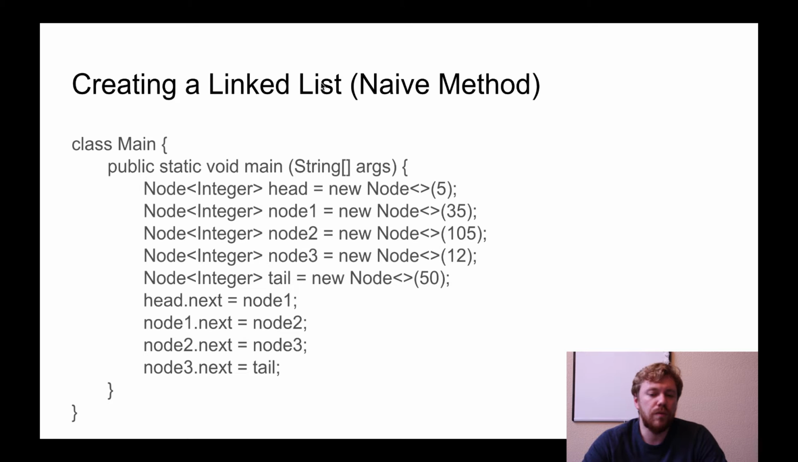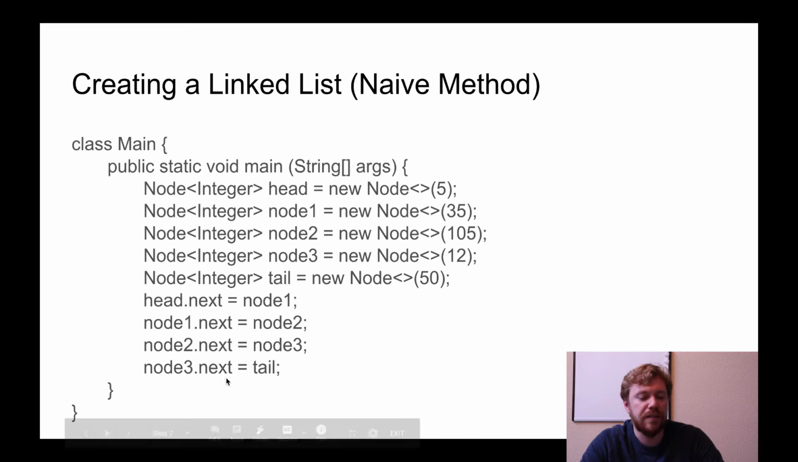And so here's how you might create a linked list, but this is the naive method. You can see I have a class main here. I have the main method, and then basically I just go down the line and create all of the nodes. So here's my head node. I start with a value of 5, node 1, the value of 35, node 2, 105, node 3, value 12, and then I create the tail node with the value of 50.